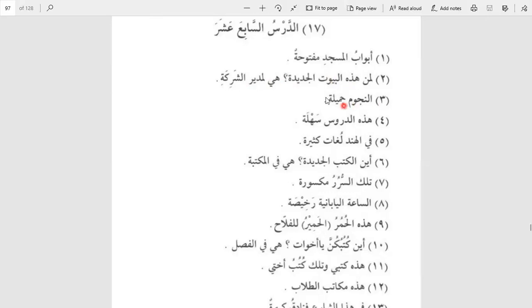النجوم جميلة. Look at this. This is how the sentences are constructed. Even when you're constructing your own sentence in your own speeches, you use this correctly. النجوم جميلة. جميلة. Why jamilatun? Because we put a descriptive that is feminine, because this one is called jamu.